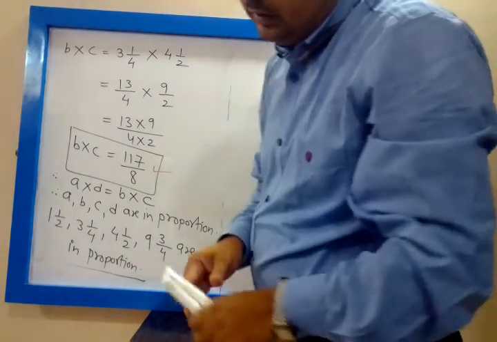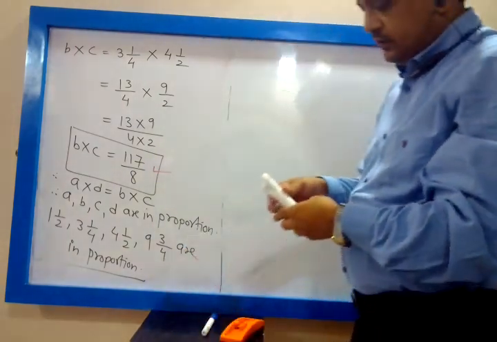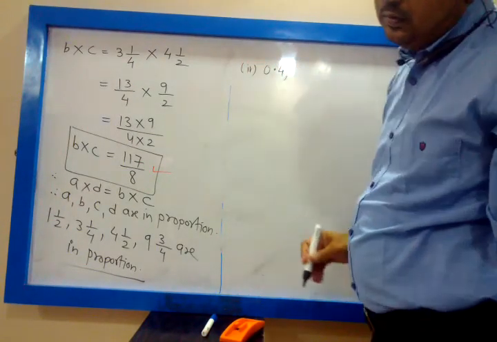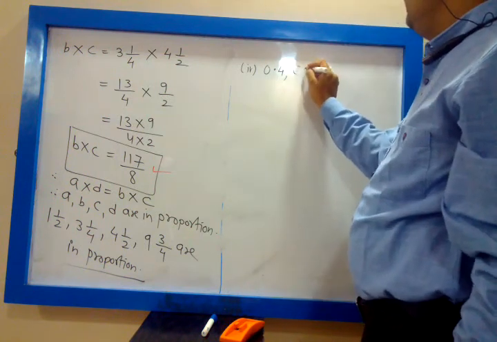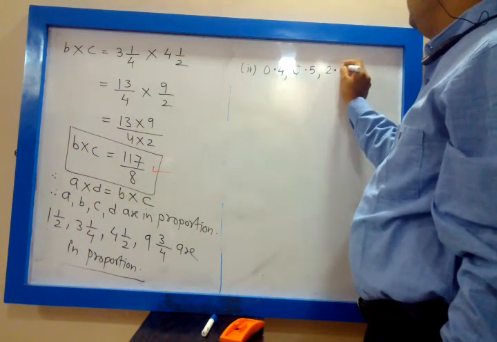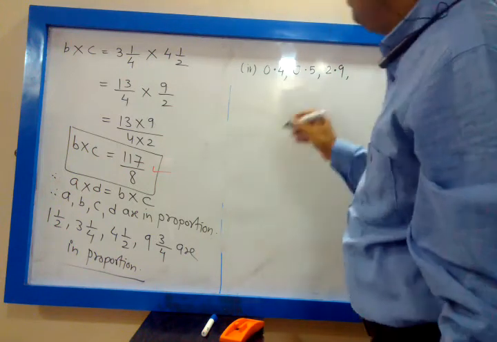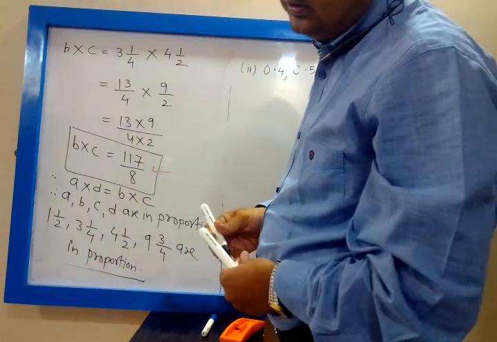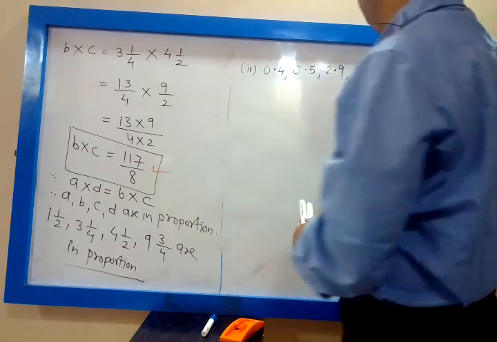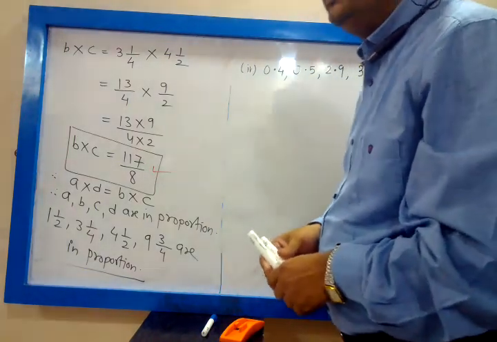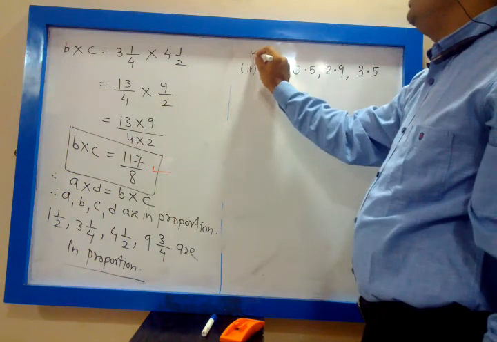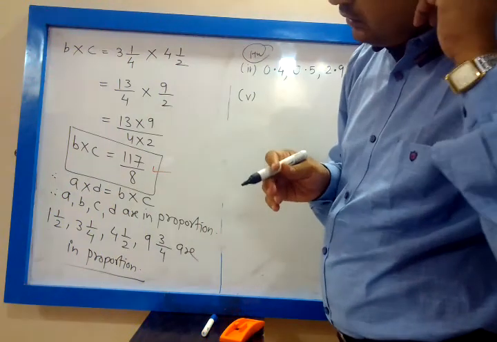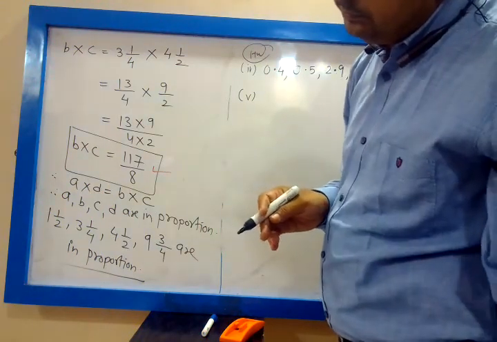Okay. The next is 0.4, fourth one. 0.4, 0.5, 2.9 and 3.5. Yes, tell me, should I give this homework, fourth one? Yes, fourth one homework. Okay. And let me do fifth one.